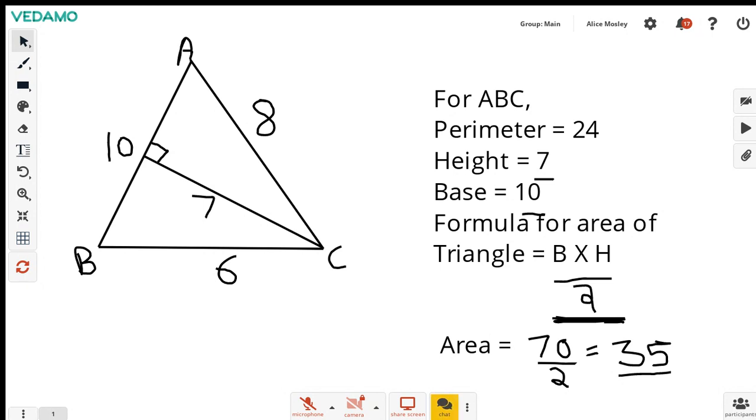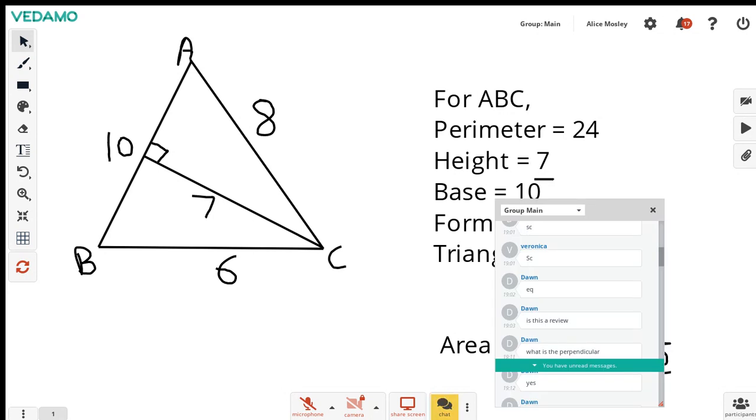So area is equal to 35. Miss Veronica got it correct. Mr. Raymond got it correct. No, I multiplied 10 times 6. So Miss Dawn, 10 times 6 is 60, and 60 divided by 2 is 30. So how did you get 40? You should not multiply it by 6 because height is 7. Base is 10 and height is 7. So you multiply 10 with 7 and then you divide by 2. Then you will get 35. Do you understand now how we got 35 as the answer?